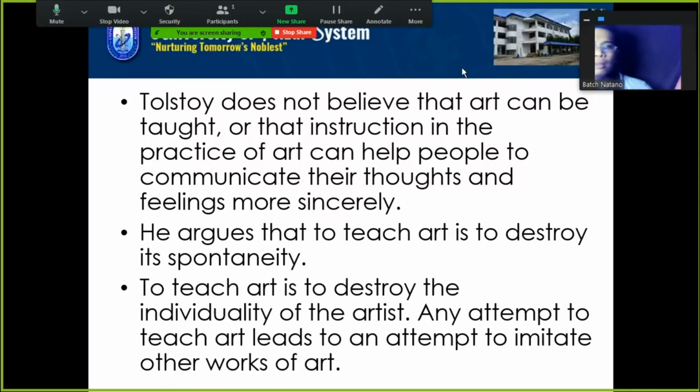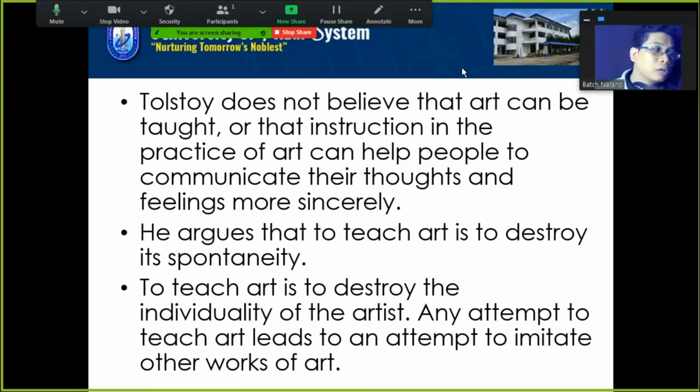So, kung halimbawa sa writing pinag-uusapan natin, of course sa technical writing, kaya nga technical writing, it has to be technical. Susundin talaga natin yung standard na form, susundin talaga. Pero if it's creative writing, just let the artist express himself or herself. Or kung yan man ay sa painting, hayaan mo siya.